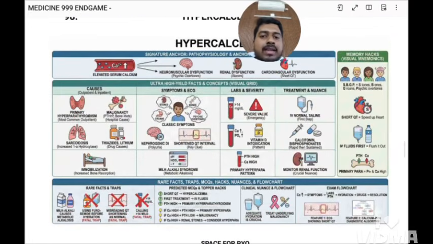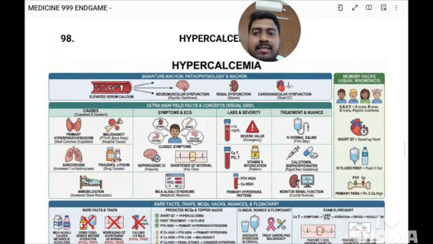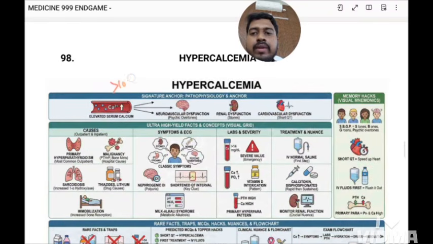Next we are going for very important calcium and bone metabolism. We call it mineral bone metabolism. So we'll cover many aspects here. Hypercalcemia means elevated calcium levels. We take the value as more than 10.4 mg per dl.